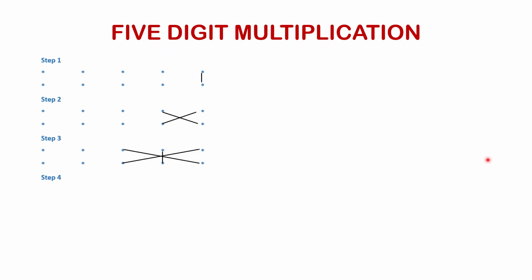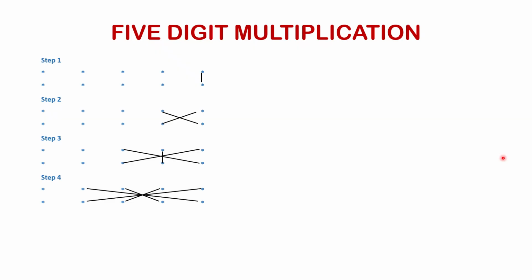Okay. And for the fourth step, I'll be considering only the last four digits of my numbers. So this number will be considered the first digit and this number will be considered the last digit. These two digits will be multiplied crosswise and the middle two digits will also be multiplied crosswise. For four-digit multiplication, I'll be using two crosswise multiplications. Okay. Till this we have seen earlier, isn't it? In our two-digit, three-digit, four-digit multiplication videos, we have seen it already.